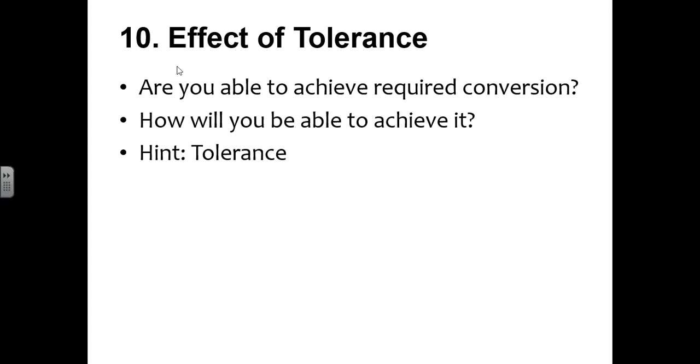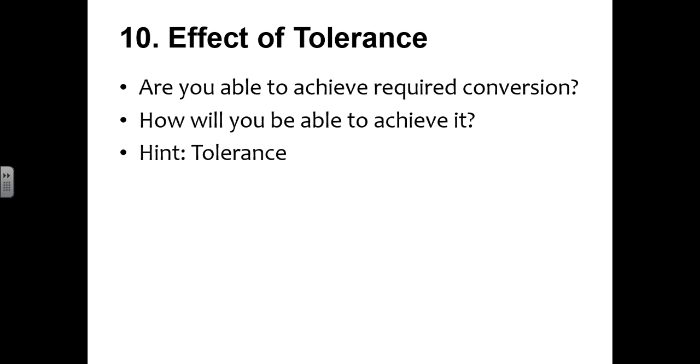So question number 1 is that are you able to achieve required conversion? Yes, but a bit higher. So it means that the conversion still needs some improvement, because it is 98.05. Obviously you can say, oh, it's 98%, doesn't matter, but definitely not. You need to achieve exact 98%. So how will you achieve it? The hint is the tolerance.